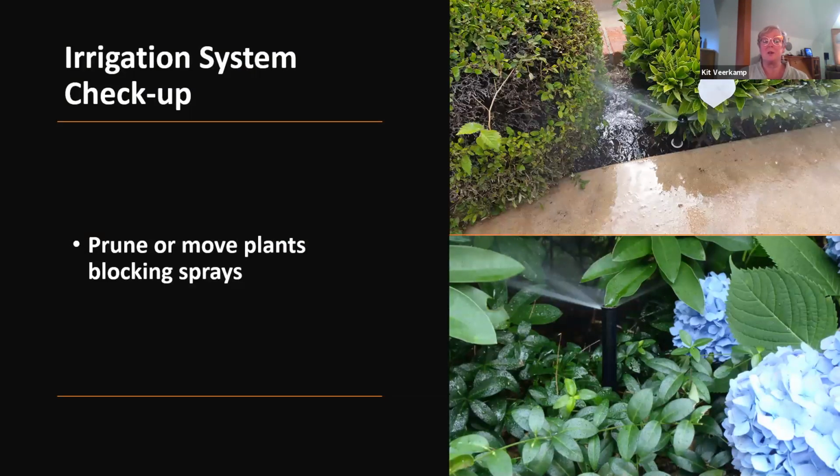Prune or move plants that are blocking the sprays. The last thing you want to do is be moving the heads, because then you're messing with the whole design of the system again. But invariably, you're going to get plants blocking if you're using spray systems in a standard landscape area. It's one of the reasons I just refuse to design them.